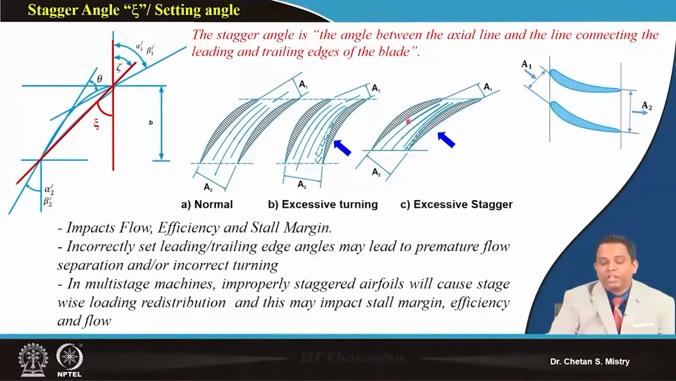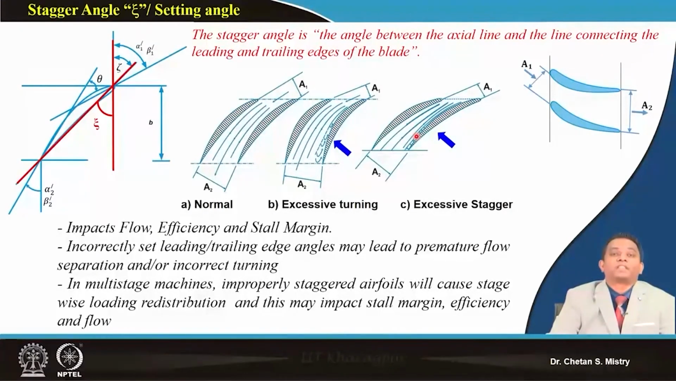Now if you look at the same configuration, what we have done is we have just changed the stagger angle or the setting angle such that our inlet area and outlet area are different. So when we go to this kind of configuration by giving an excessive stagger angle, then also we will have chances for the flow to separate from the suction surface. So this stagger angle is very important when we are talking in the sense of what is happening on the blade surface.